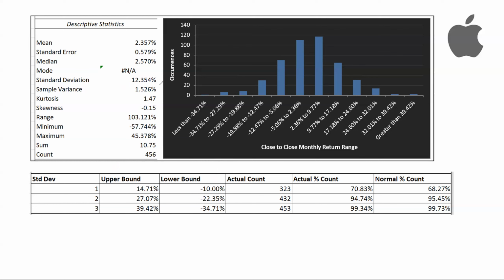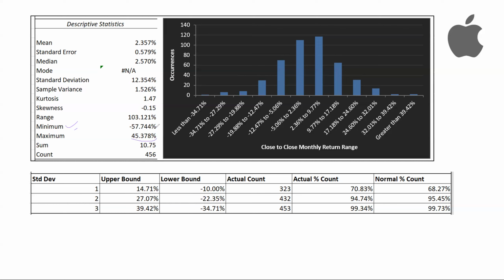So sample variance, don't need to understand. Kurtosis and skewedness, it's not important, but I will go through roughly later, okay? And then you have your maximum and minimum. Maximum meaning what is the highest data that we ever get from this data set? It is 45.378%, meaning there was 1 month where Apple actually moved up 45% within that month itself.